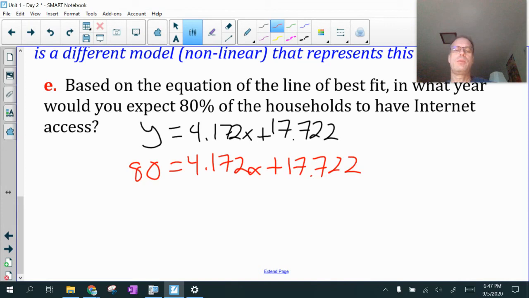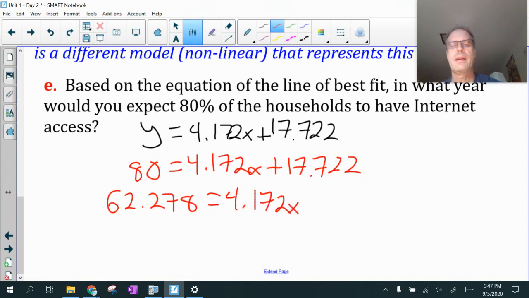Now what can I do about solving this equation? Well, let's take 80 minus 17.722, and that's going to get me 62.278. And then we're going to divide through by 4.172, which gets me an x value of 14.928. Okay, so cool, I'm done.